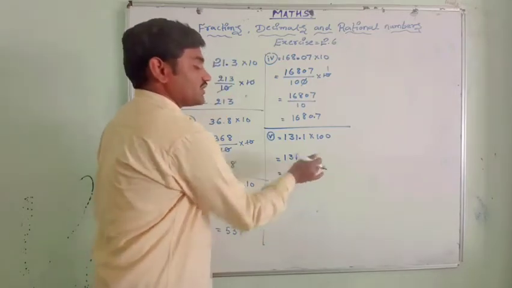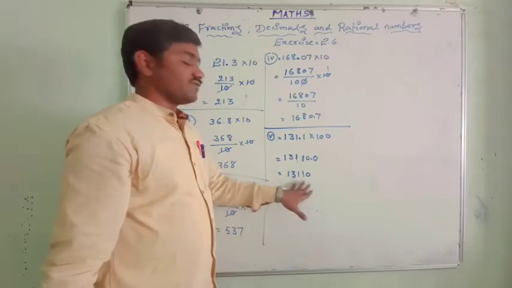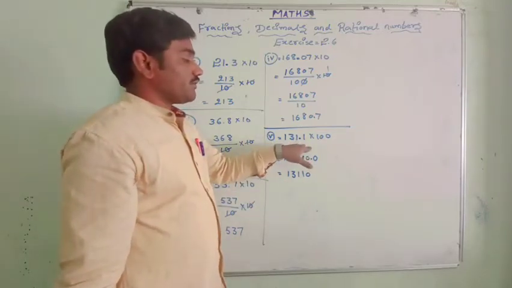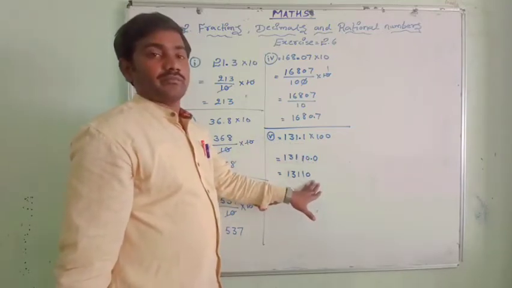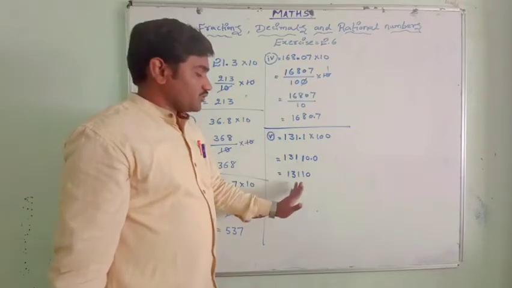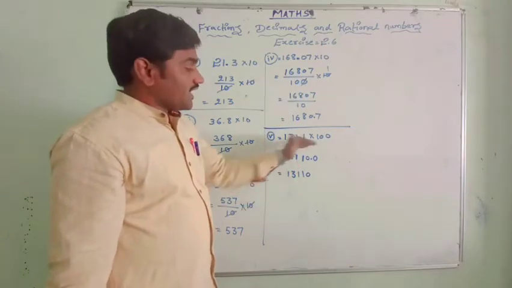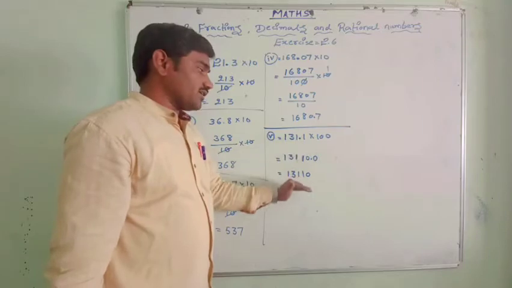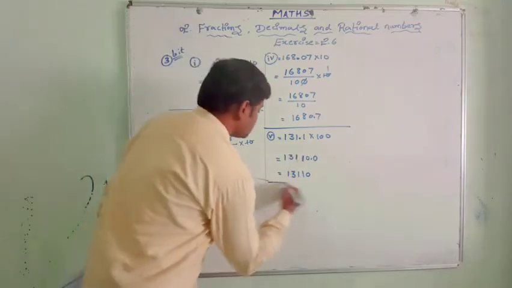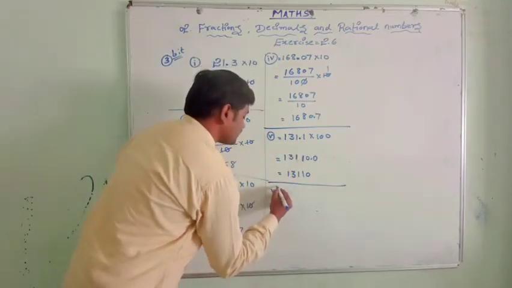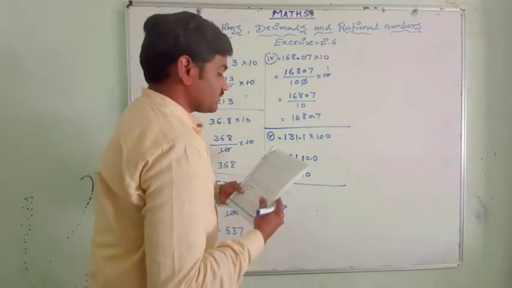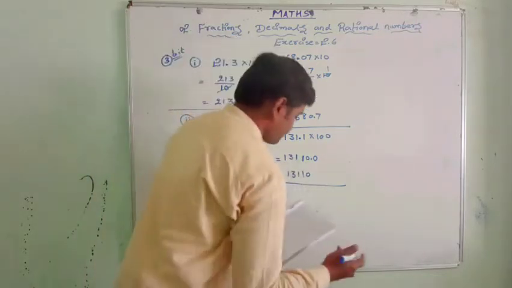13110. After the decimal there is a 0, which has no value, so this will be the answer. If you do this, we get the same again. In this method also you get the same. With direct multiplication also you will get the same answer. See, the next one also I will do with the direct method to make you understand.